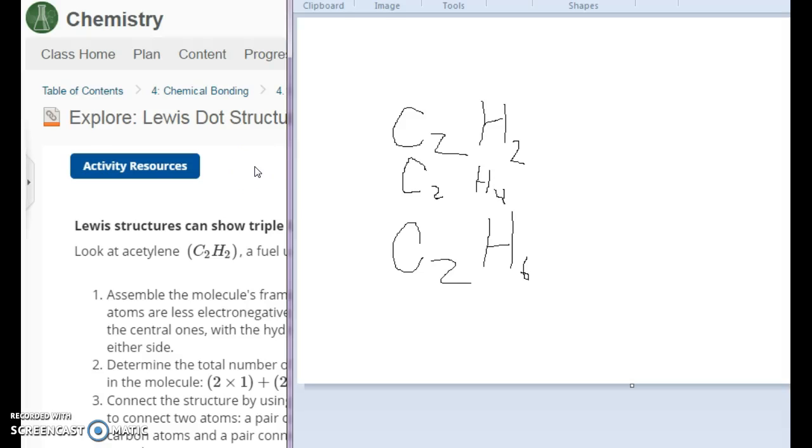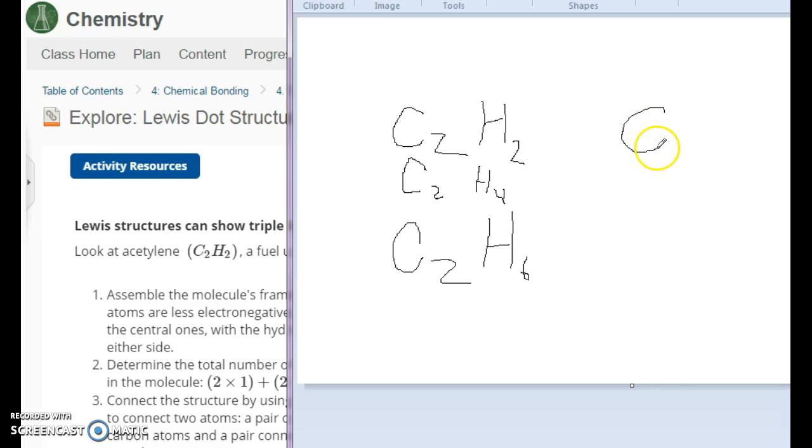This is part 2 of lesson 4.13, Lewis dot structure. All right, so I'd like you to draw these 3 compounds next. If you notice, all of them have 2 atoms of carbon. The only thing different is how many hydrogens. So go ahead and hit pause and get yourself your answers.